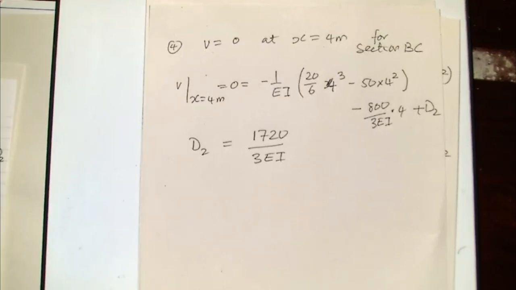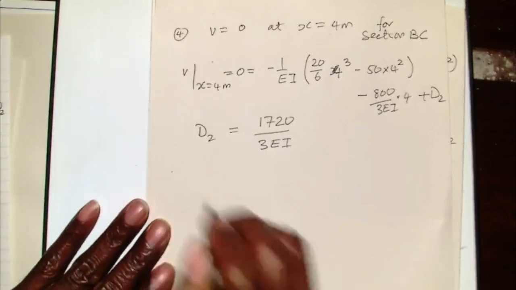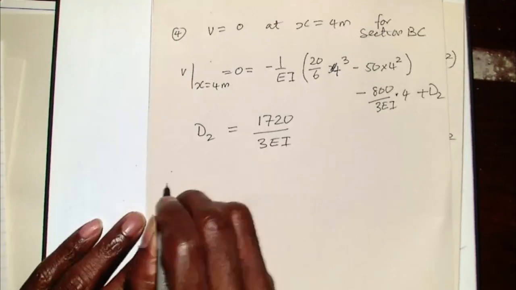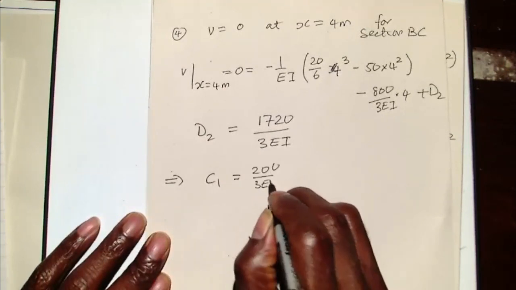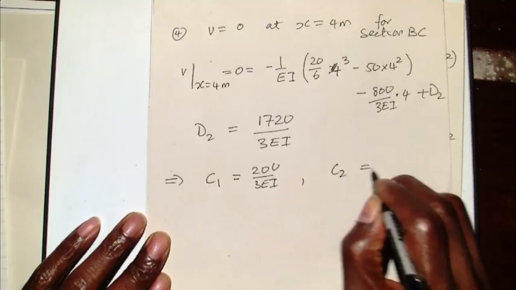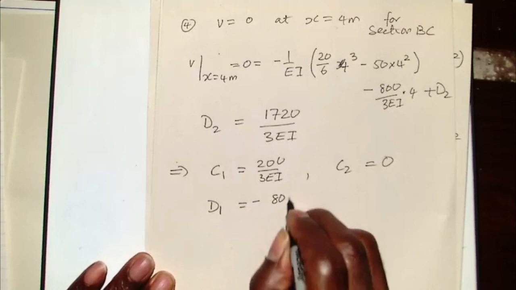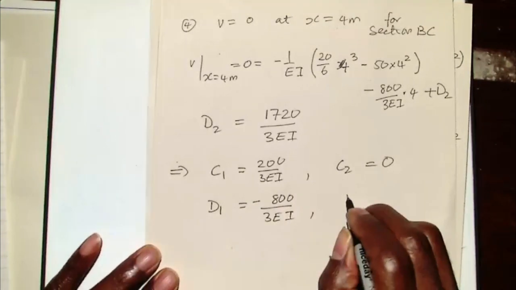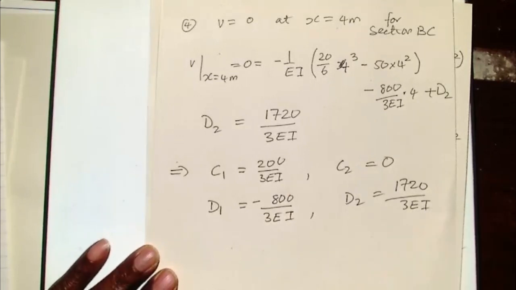So the four basic constants, let me just write them back again. I will start with the first one, C1 and C2. We've now shown that C1 equals 200 over 3EI. We've shown that C2 is 0. And we've shown that D1 equals minus 800 all over 3EI. And D2 equals 1720 all over 3EI.